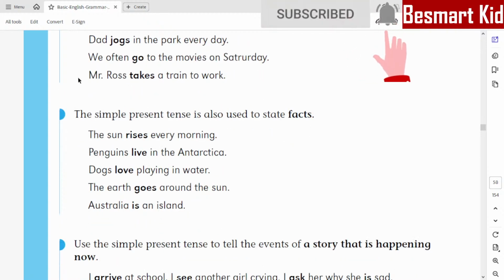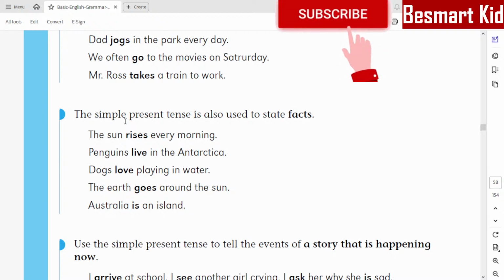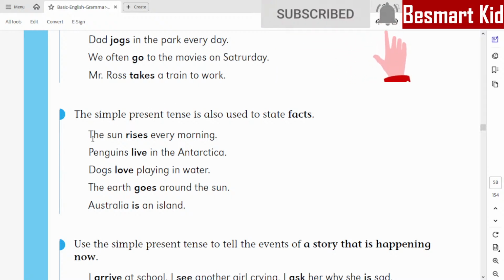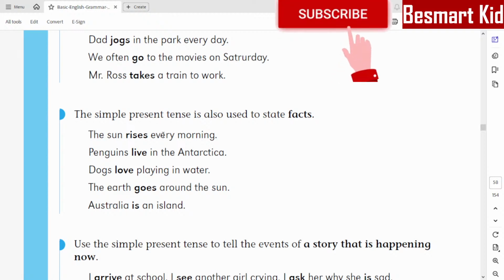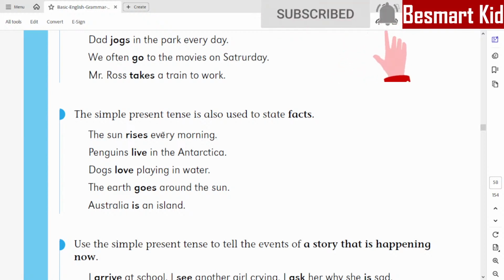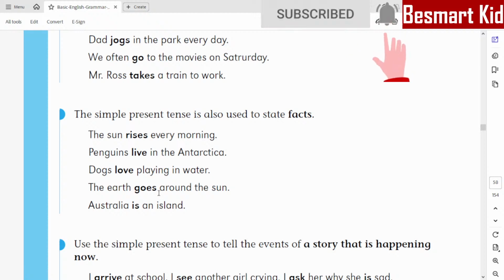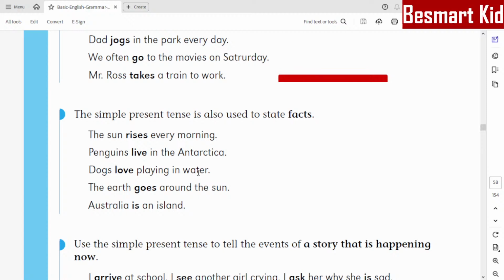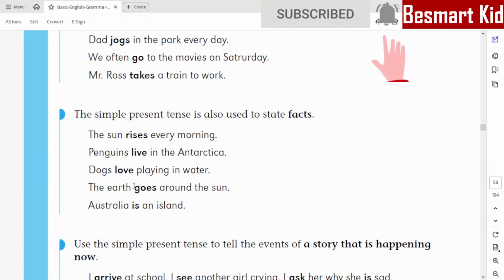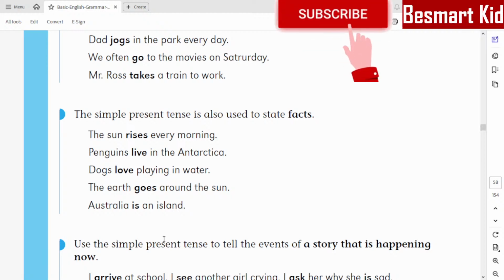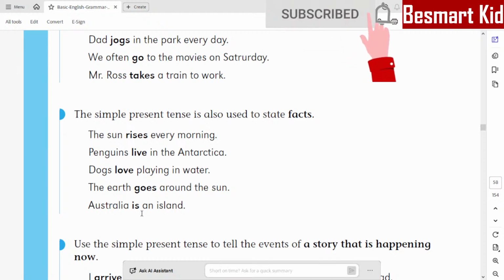The simple present tense is also used to state facts. The sun rises every morning. Penguins live in Antarctica. The dogs love playing in water. The earth goes around the sun, not the sun around the earth. Australia is an island.